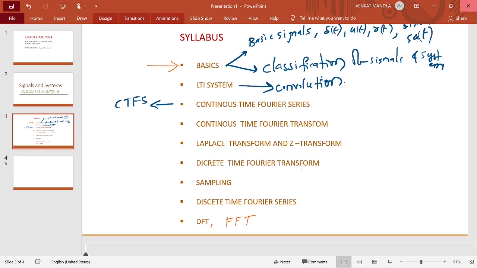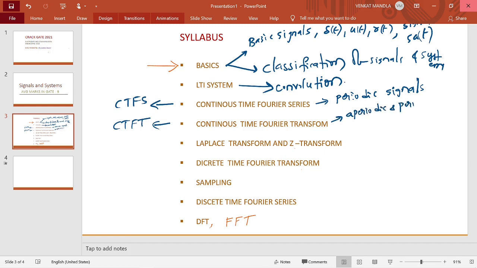Why we are going to the continuous time Fourier transform and Laplace transform and so on, I will discuss all those things. First, the continuous time Fourier series is applicable to only periodic signals. I will discuss why. Some more constraints are there, but I will discuss them. And the continuous time Fourier transform, CTFT in short, is for both aperiodic and periodic signals, but one constraint is there: only for absolutely integrable signals.